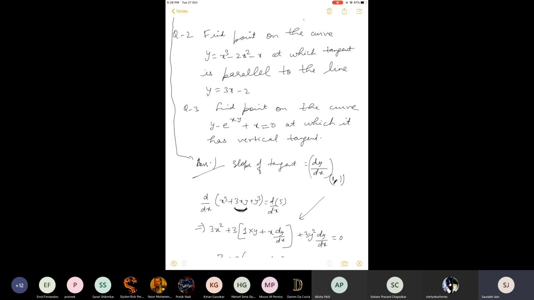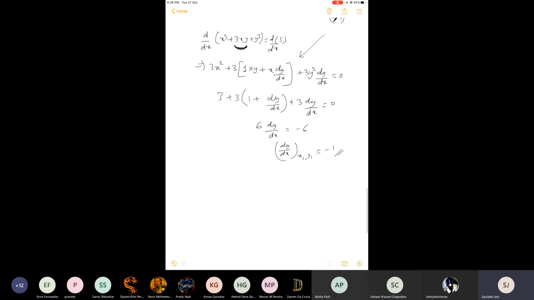Because the line is of the form y equals mx plus c. Compare it with y equals mx plus c. The coefficient of x is your slope and this is your y intercept. But let's concentrate on slope only. So what we will do, we will differentiate this curve and equate it to 3. Why? Because if the tangent is parallel, the slopes will be the same. Concept of coordinate geometry: two lines are parallel, m1 equals m2.